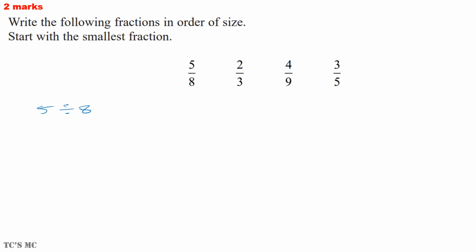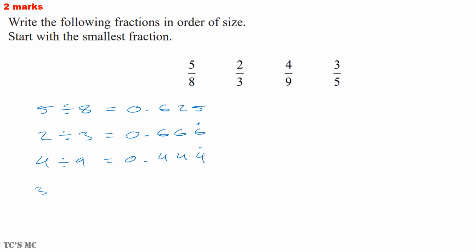5 divided by 8 is 0.625. 2 divided by 3 is 0.666 recurring. 4 divided by 9 is 0.444 recurring. And lastly, 3 divided by 5 is 0.6. I'm going to put 0, 0 to help with the ordering.